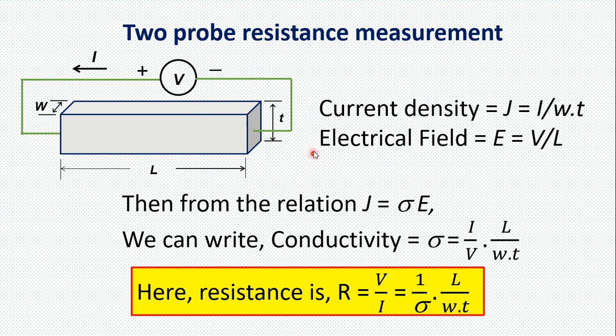But to know the conductivity of this sample, you have to measure the mechanical parameters of this parallelepiped, that is length, thickness and width. From the definition of current density we can write J equal to I divided by W times T, and electric field E equal to V divided by L. From the relation J equal to sigma times E, we find the conductivity sigma equal to I divided by V, times L by W times T.